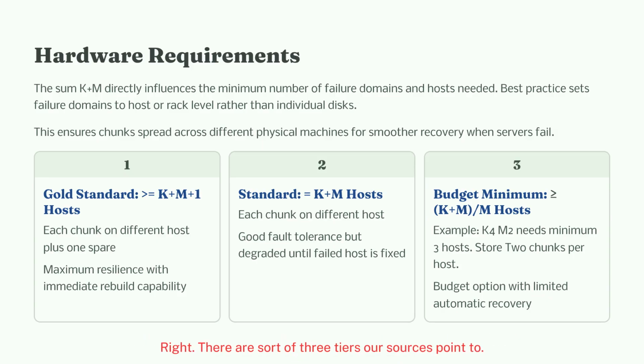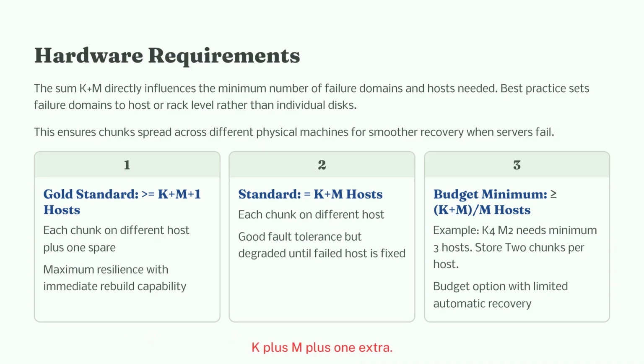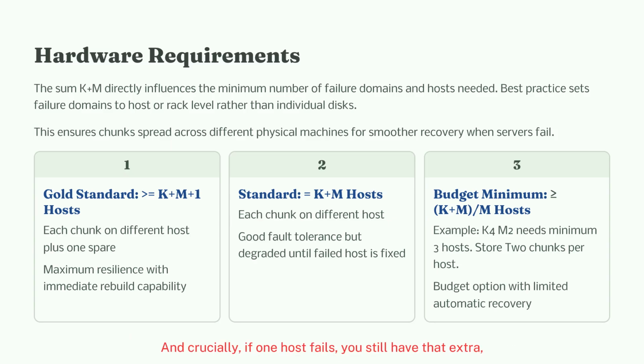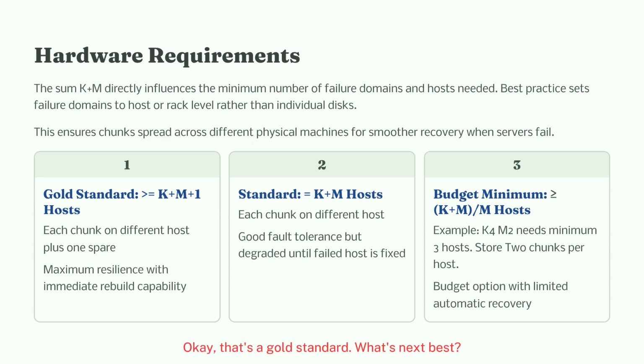Right, there are sort of 3 tiers our sources point to. The best setup is having your number of servers be at least K plus M plus 1. K plus M plus 1 extra. Yep. That way, every single chunk, K plus M of them, can land on a different host. And crucially, if one host fails, you still have that extra, the plus 1 healthy host, available immediately for Ceph to start rebuilding the lost chunk onto. No waiting, maximum resilience. Okay, that's a gold standard.